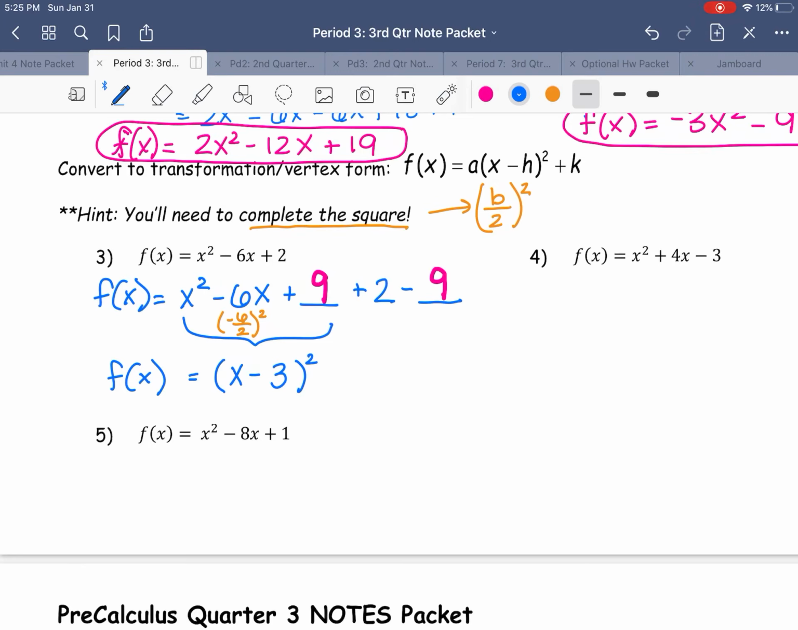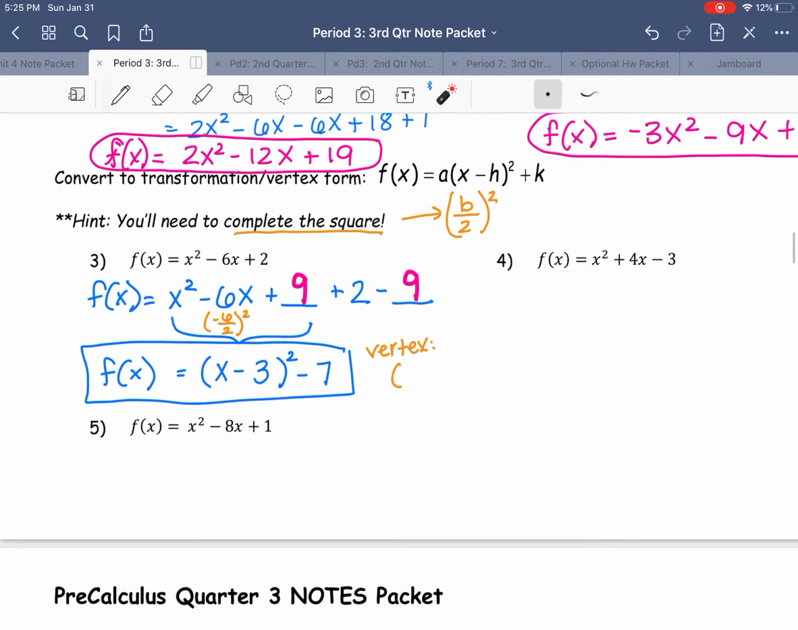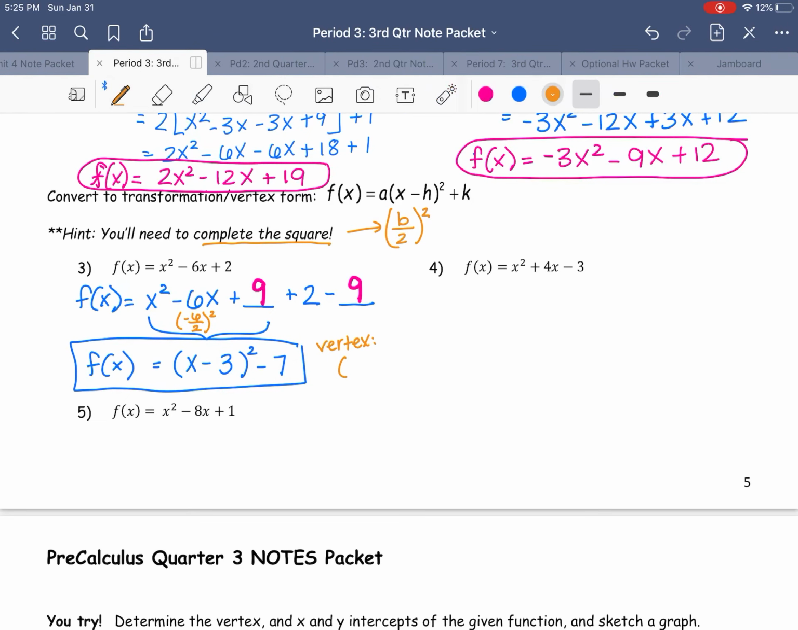A little hint, if you're having trouble factoring that, is if you're wondering what's going to go right here, it's always half of this middle number. So if b is negative 6, negative 3 goes here. All right, don't forget we still have these guys out on the end. 2 minus 9 is negative 7. So minus 7 goes right here. And now that's in vertex form. If I asked you at this point, what is the vertex? Hopefully you could look at this and say, okay, the vertex is going to be h, comma, k. So the vertex would be positive 3, negative 7.